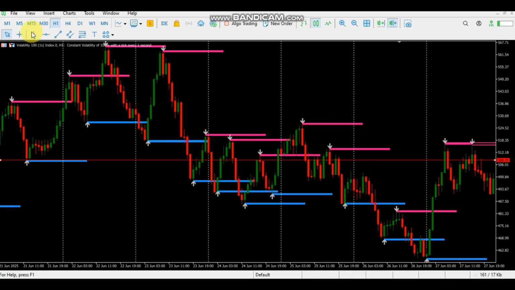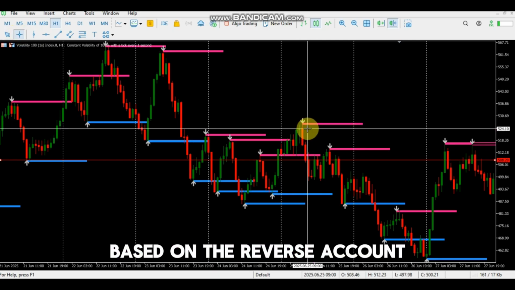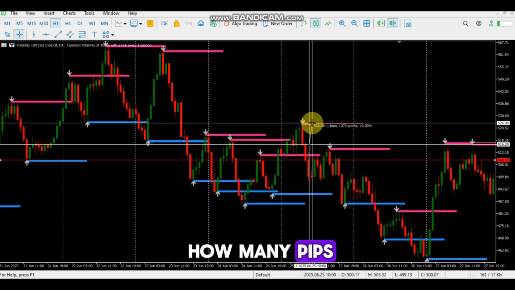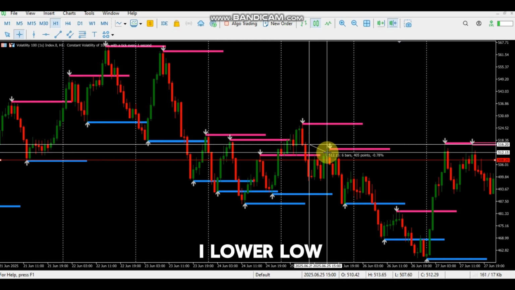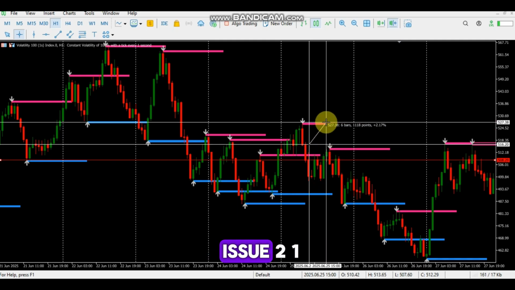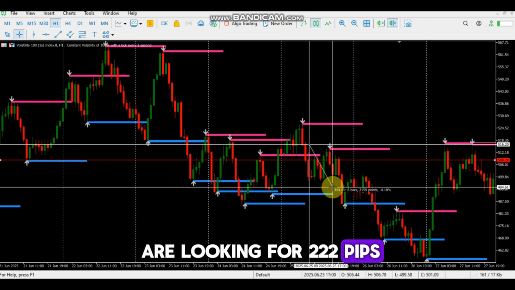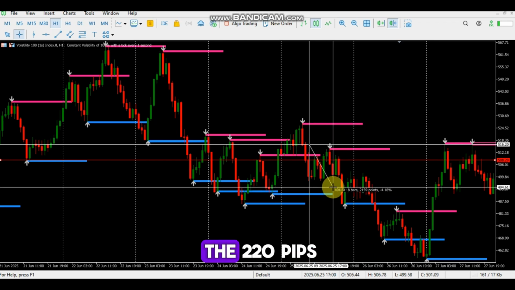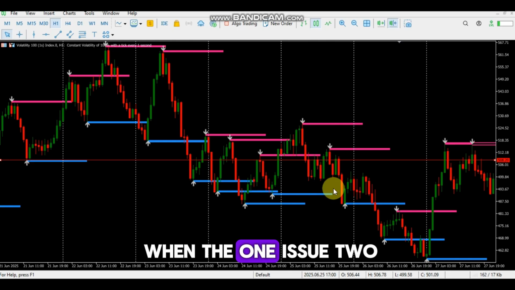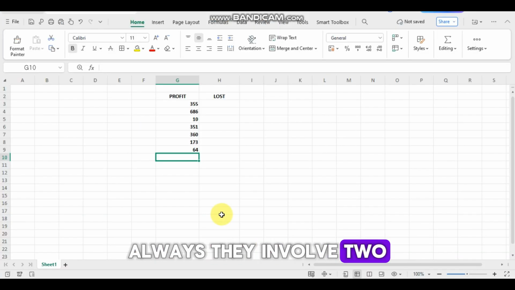Some people will take this trade based on the reversal candle here. Can you see the reversal candle is actually strong, and that's how many pips? 107 pips. So we're targeting the next higher high, lower low, which is where the market reversed back, or based on 1:2, 1:1. We are looking for 222 pips. Can you see 220 pips? It's around our higher high here. That's when the 1:2 involves 220 pips.